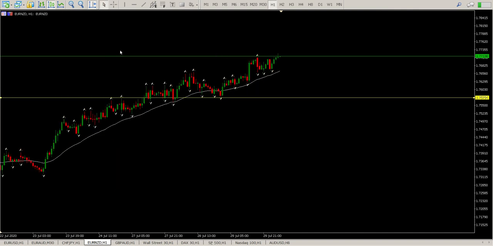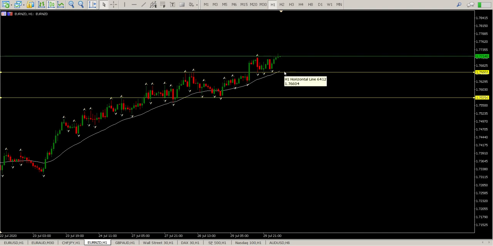Just going to zoom in here. What we're looking for is pullbacks. So there is currently a pullback onto structure. So this may actually play out. So if we can get back onto here and maintain this level, it'll probably offer a good opportunity for a long. And you should be looking for at least a 1 to 2, 2 to 1 trade here. So in other words, risk 1, look for 2 reward.